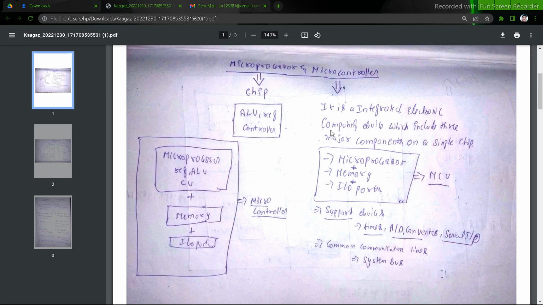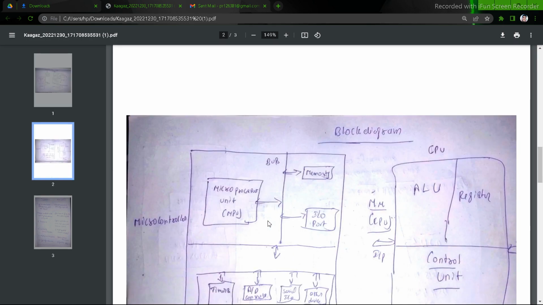So basically, in a simple way, a microcontroller acts as a front end, and a microprocessor acts as a back end. A microprocessor has only the ALU, registers and controllers, but a microcontroller has built in the microprocessor, memory, and input output. So this is all about microprocessor and microcontroller. Now let us see the block diagram of this.